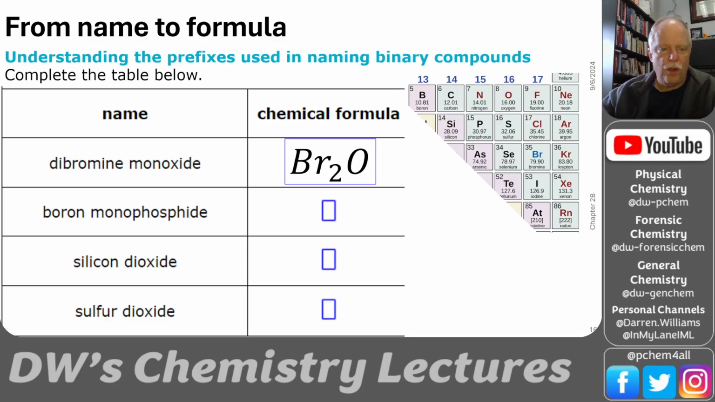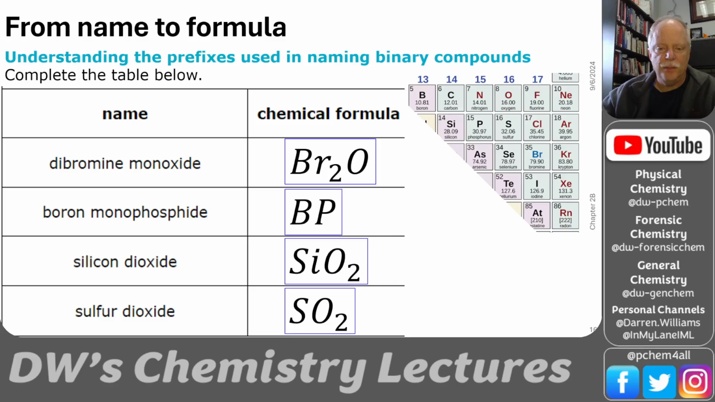Then we have boron monophosphide. So again, the phosphide, that's P, so BP. And then the silicon dioxide, silicon is Si, and we need 2 oxygens, so SiO2. And the same kind of thing for sulfur dioxide. Sulfur is S on the periodic table, and we have 2 oxygens, so it'd be SO2. Pretty straightforward.